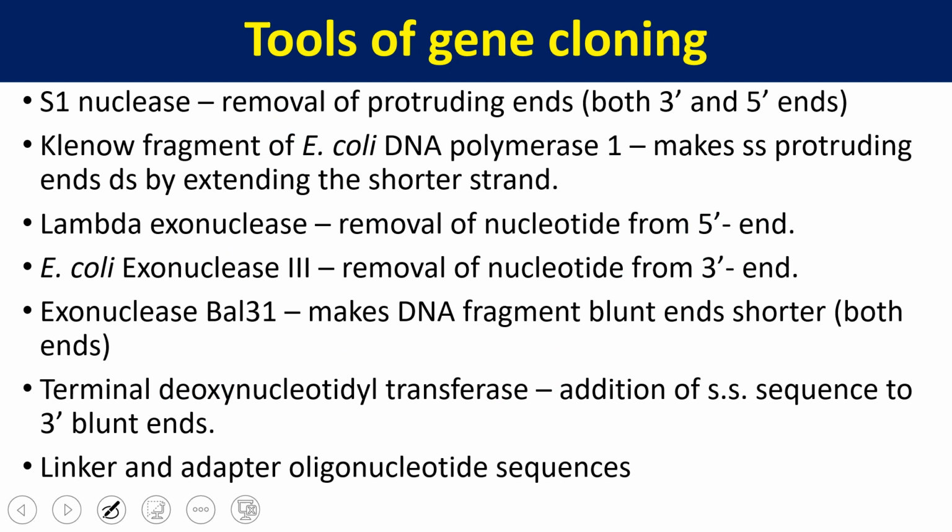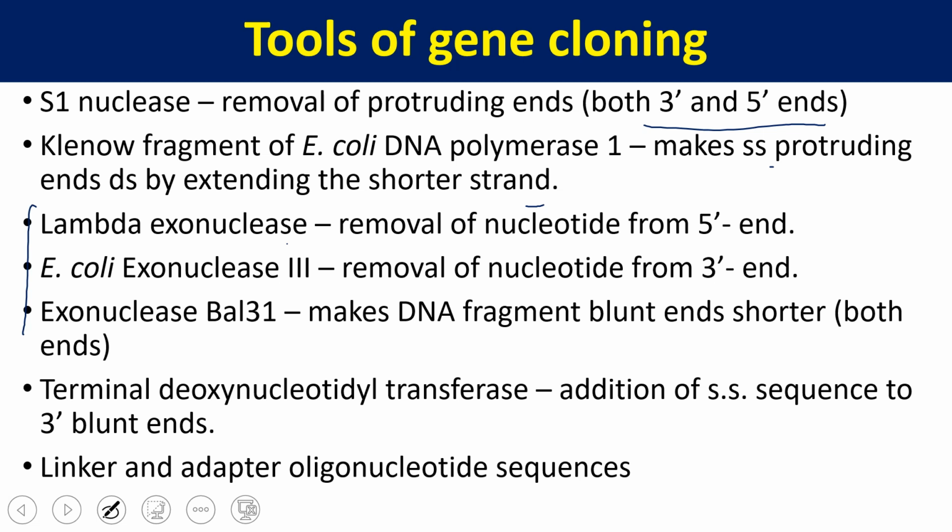Then we have S1 nuclease. This removes the single-stranded overhangs, both 3 prime and 5 prime, so that it makes blunt ended DNA. Klenow fragment of E. coli DNA polymerase 1 makes double-stranded ends by extending the shorter strands. Lambda exonuclease, we have 3 important exonucleases here.